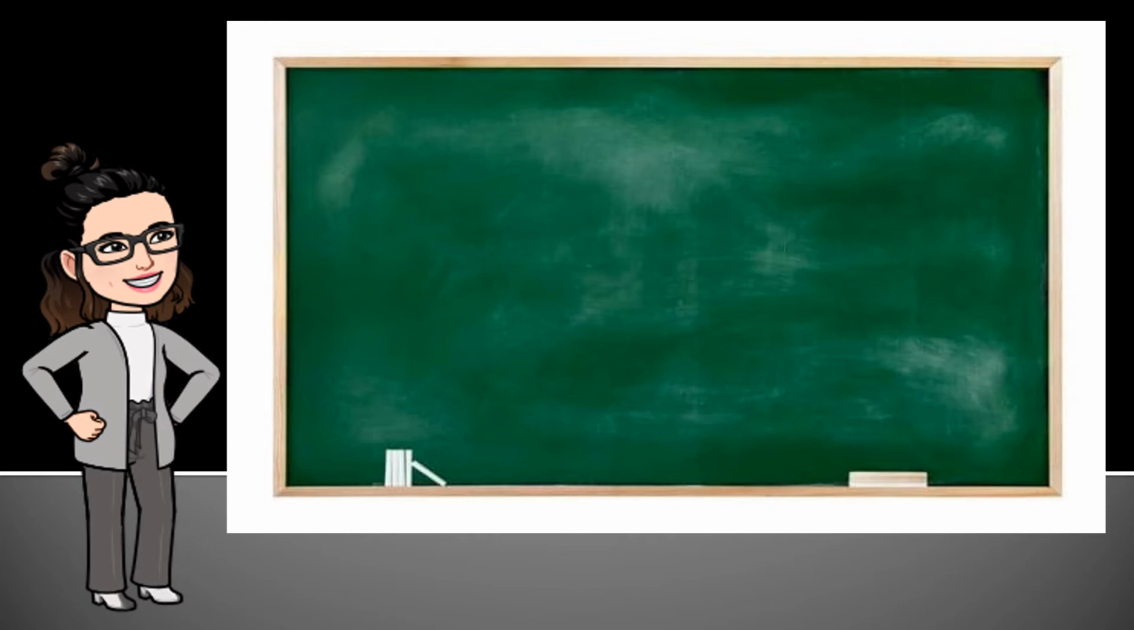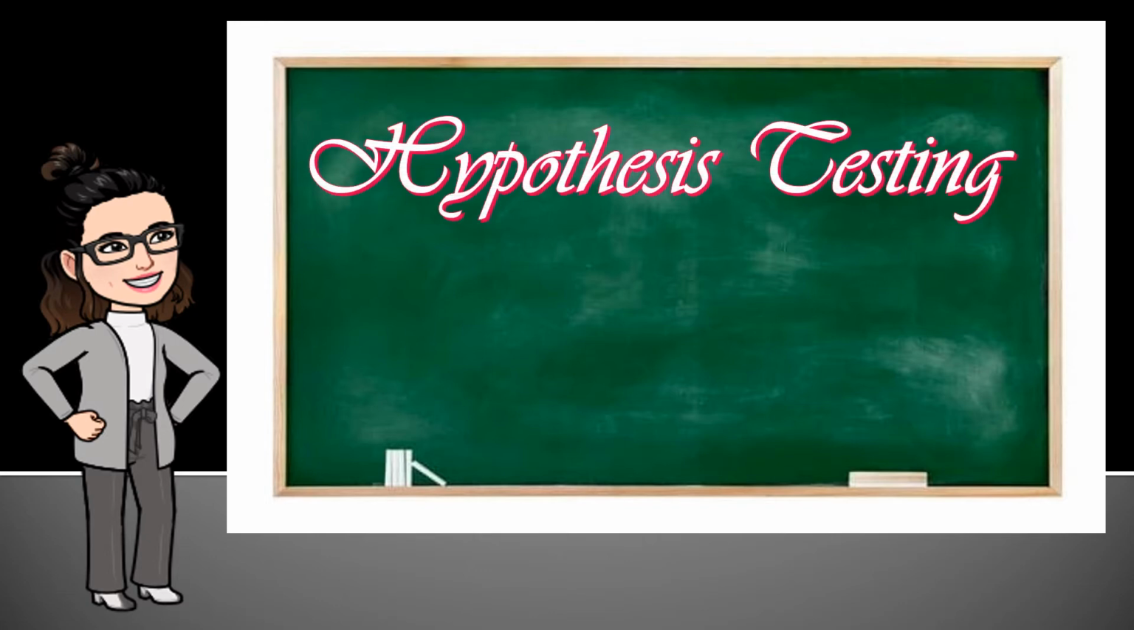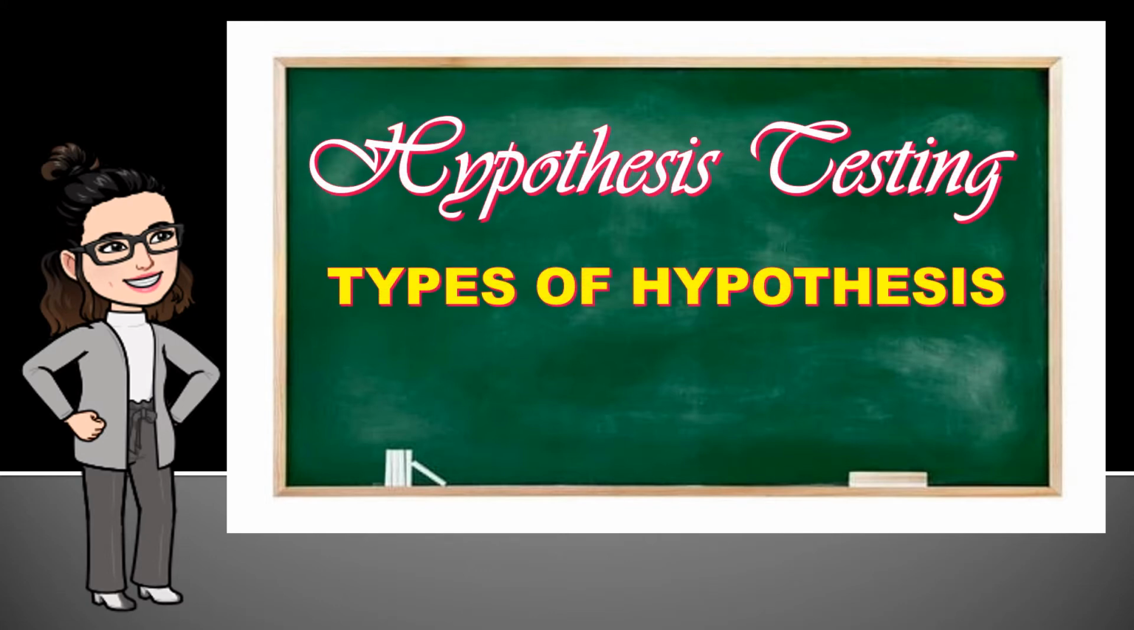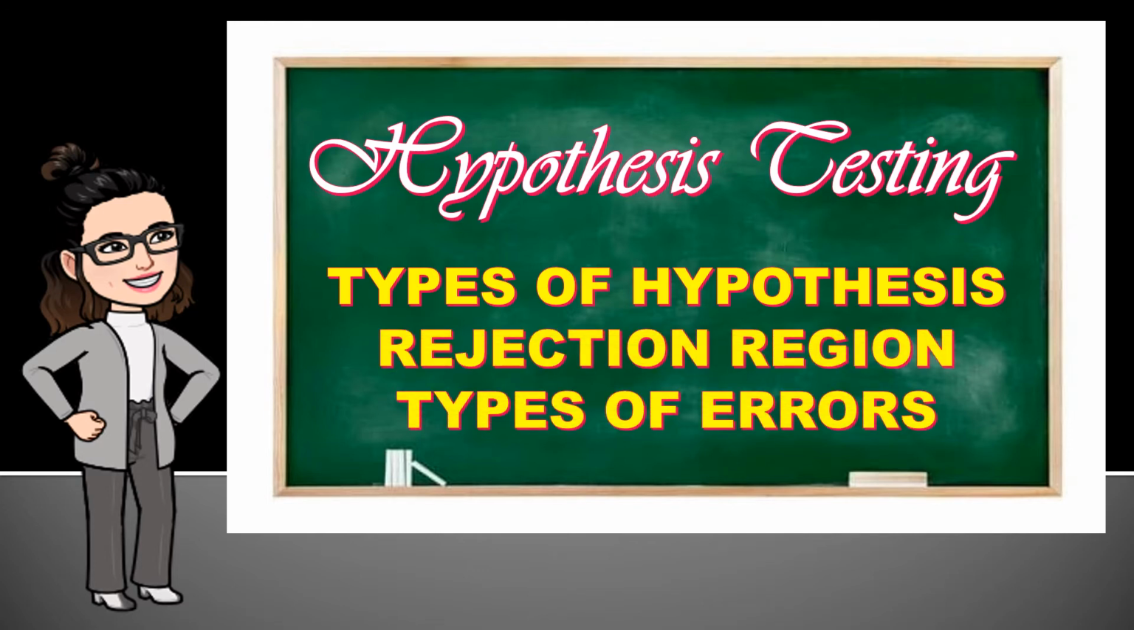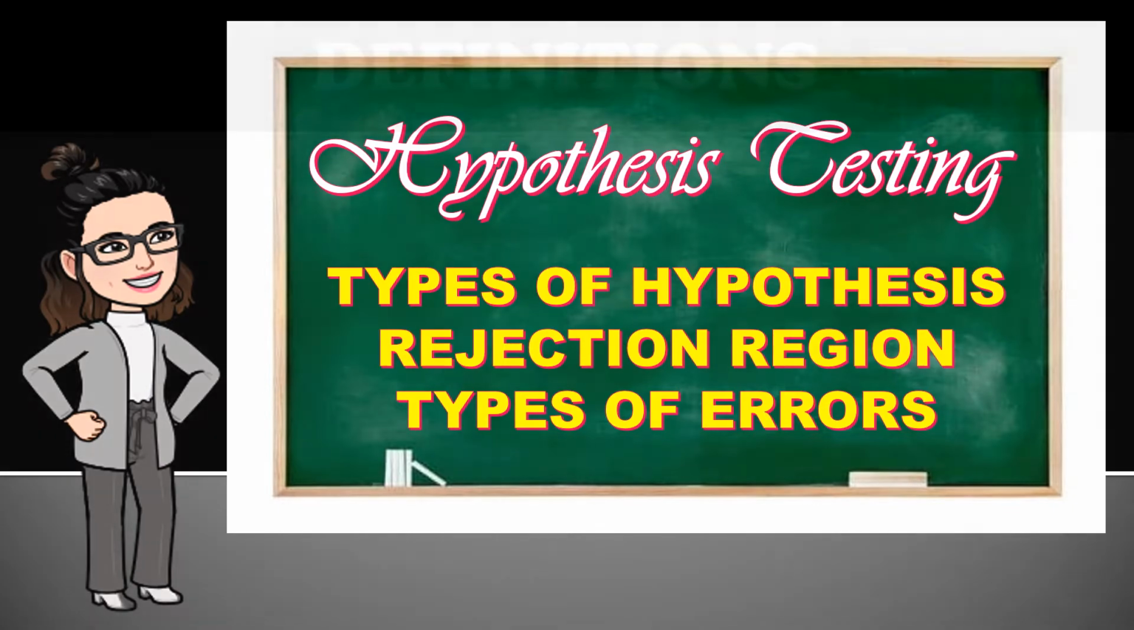For today's topic, we have hypothesis testing, and we'll be discussing types of hypothesis, rejection region, and types of errors. So let's define some terms first. So we have hypothesis. So what is a hypothesis?